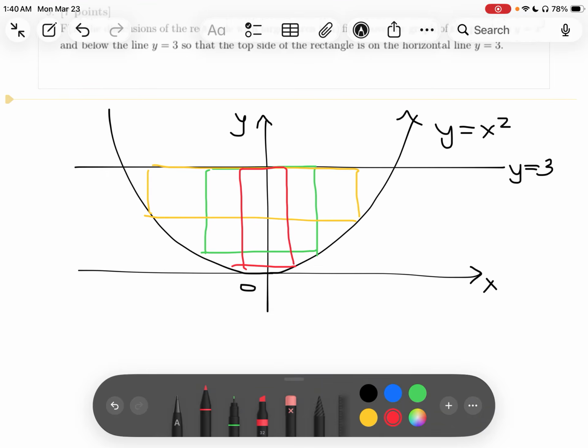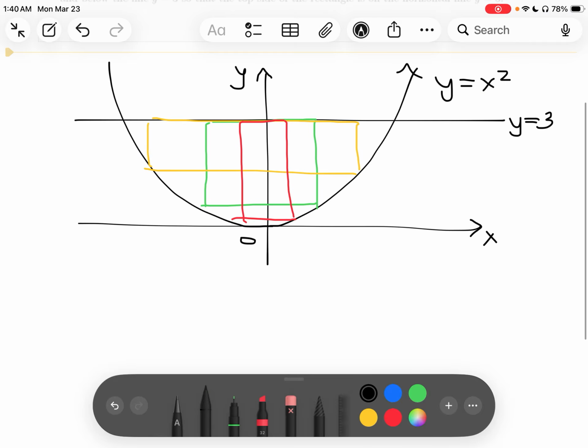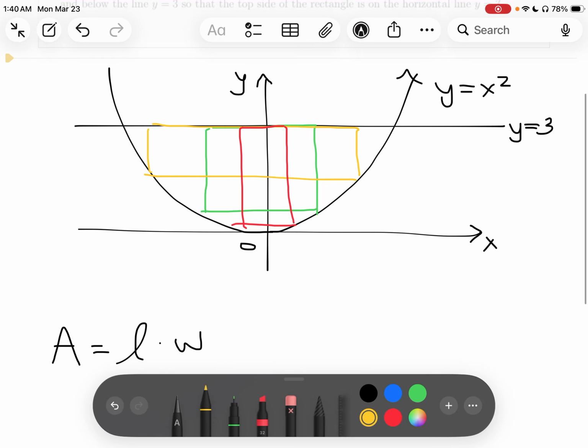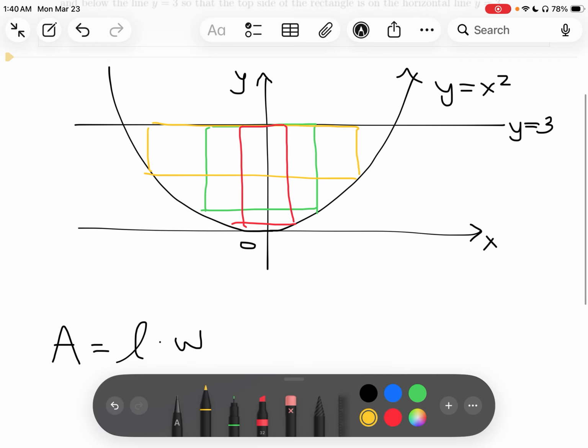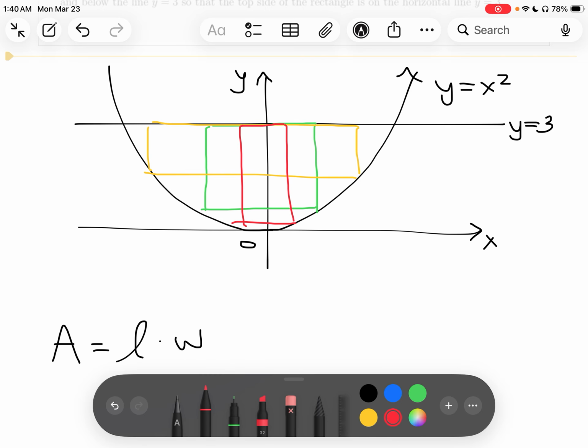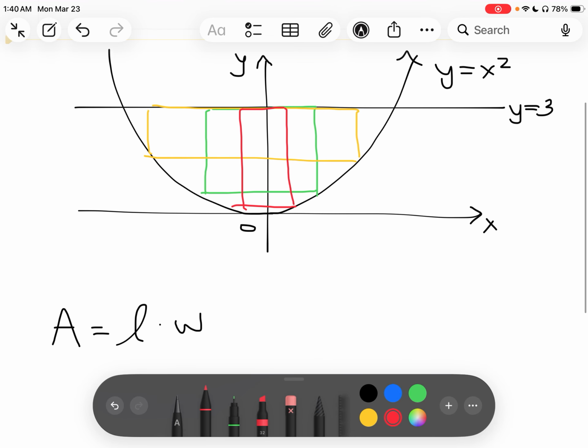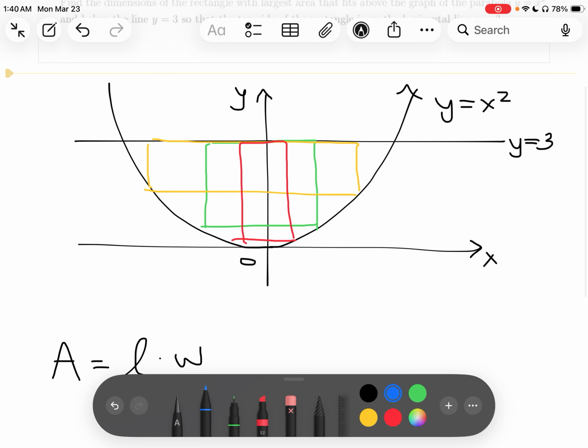Okay, so for the rectangle, we need to consider the area, and the area of a rectangle is length times width, right? But what is the length and what is the width? Well, we have to think of the length and the width in terms of x and y, or just x. So let's say the length is going this way and the width is going this way.